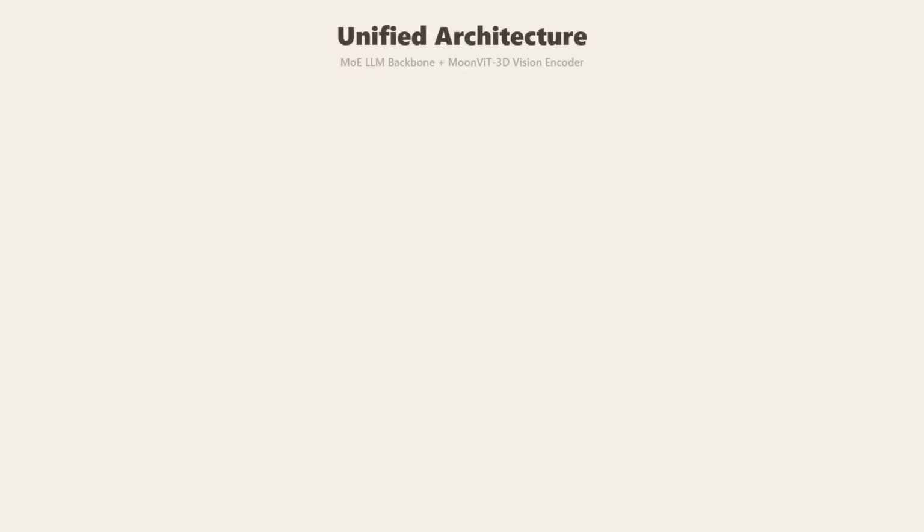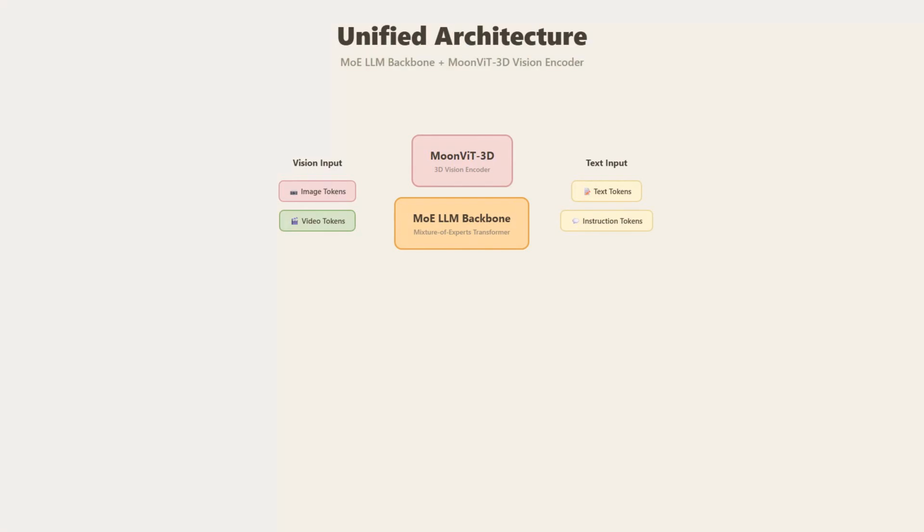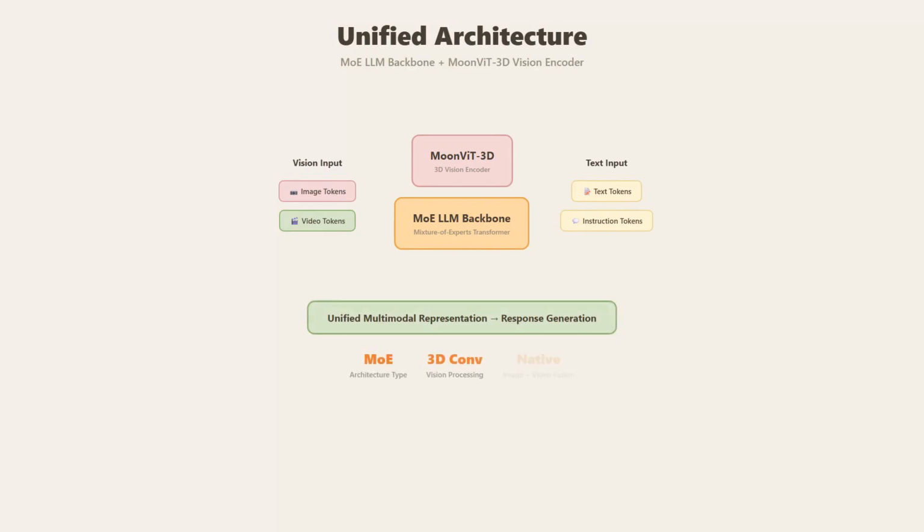So, how does Kimi K2.5 actually work under the hood? At its core, it combines two major components into a unified architecture. First, you have a mixture of experts LLM backbone, which is the text processing engine. This is where the heavy language understanding happens. Then you have MoonViT-3D, which is a specialized 3D vision encoder. What's clever here is how these two streams merge together.